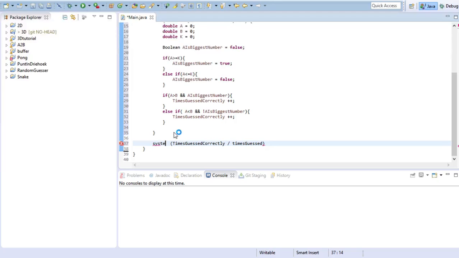System. Oh, don't crash on me, Eclipse. What are you doing? Okay, no panic, guys. Amount, percentage of times guessed correctly.